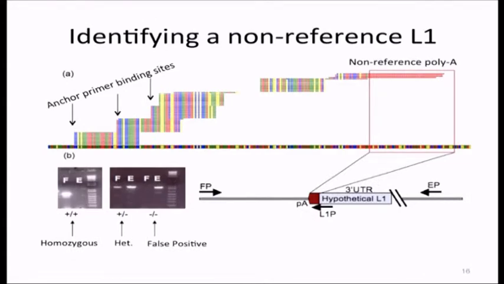That's shown here, where you can identify a non-reference L1 because these sequences, where there are different primer binding sites, and this one actually goes into a non-reference poly A, where there's no poly A here in the genome. Then you can prove this is a real L1 sitting there in that individual by simple PCR analysis.